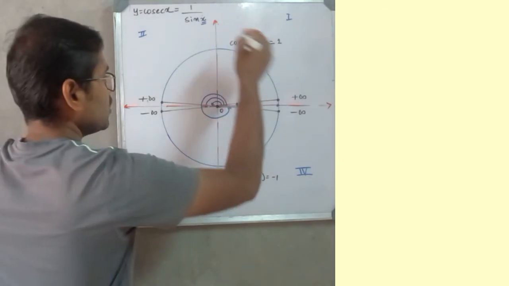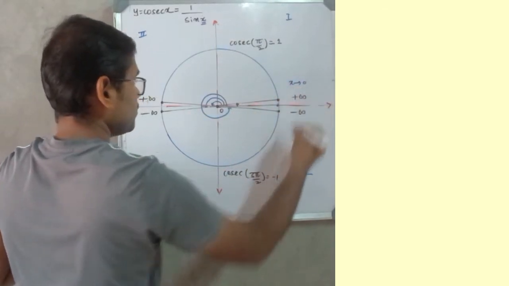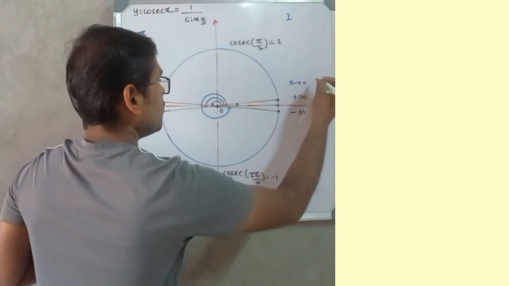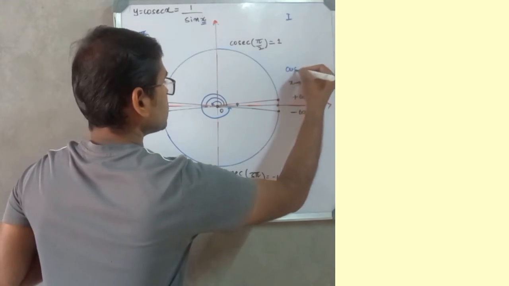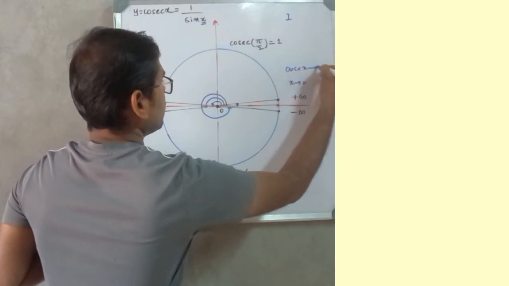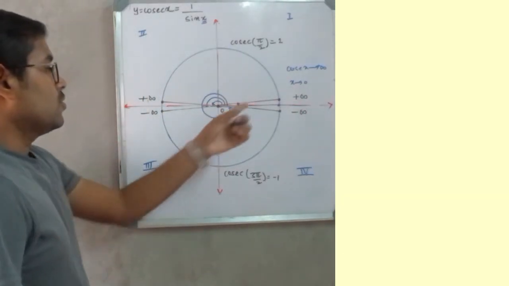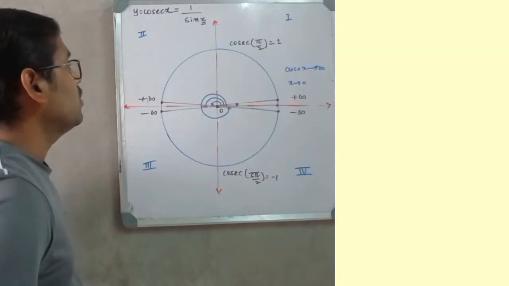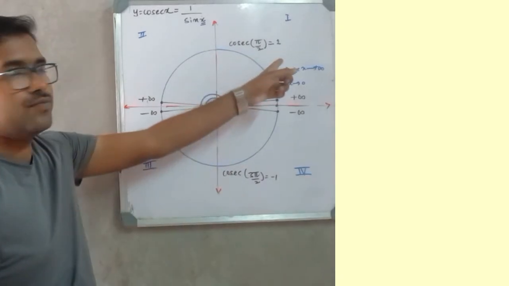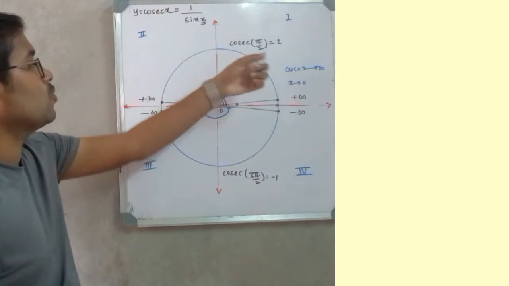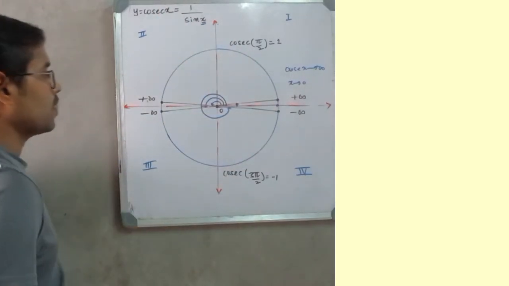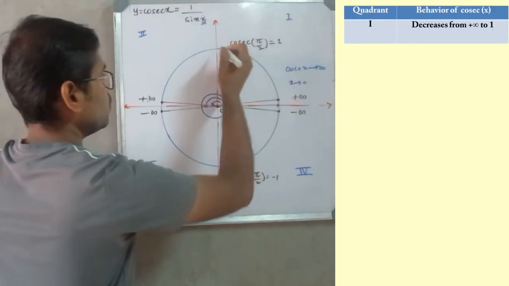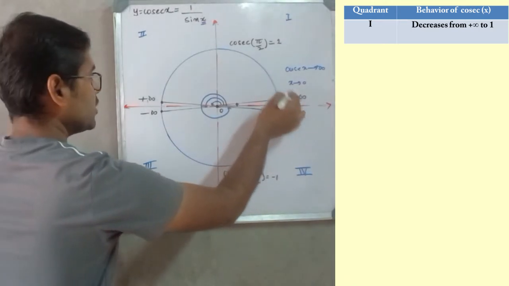Which means if the value of x approaches 0, that means if it comes closer to 0, then the value of cosec x will approach positive infinity. So the value of cosec x is positive infinity near 0. Now what about cosec pi by 2? Sin pi by 2 is 1, so cosec pi by 2 will also be 1 by 1, which is 1. So in the first quadrant, the value of cosec x decreases from positive infinity to 1.